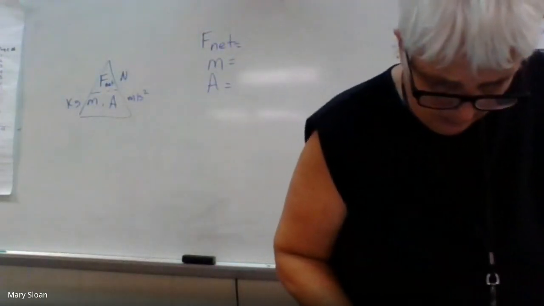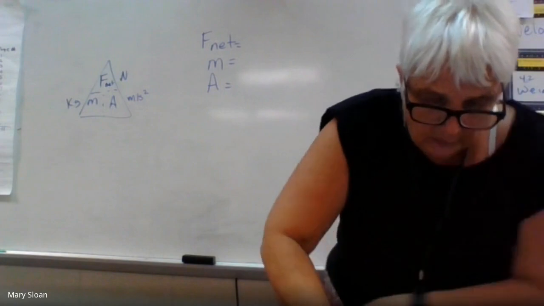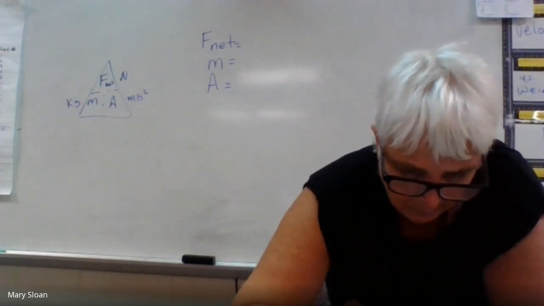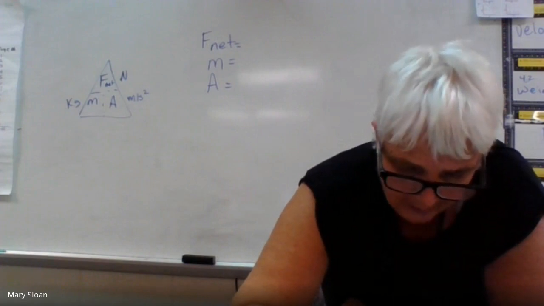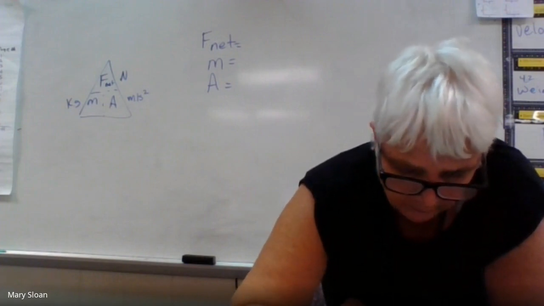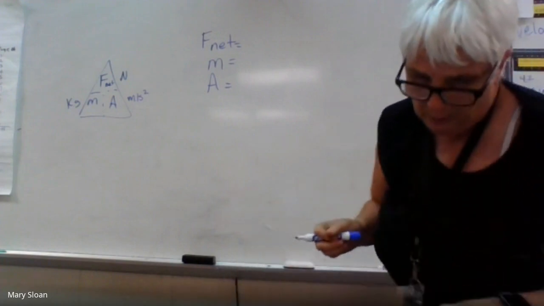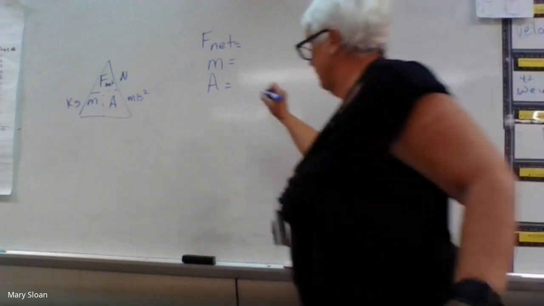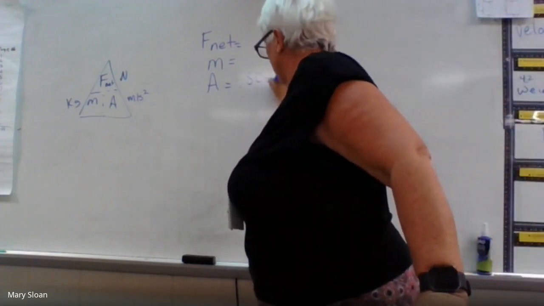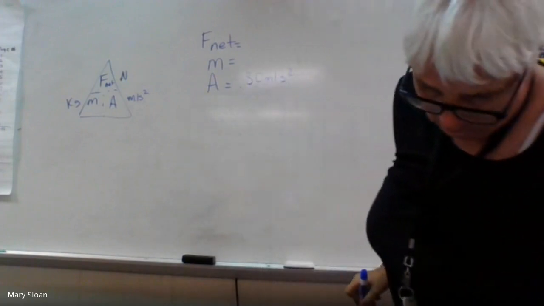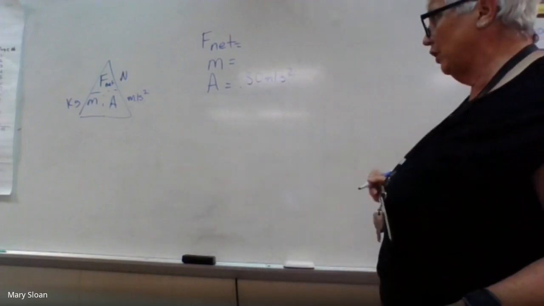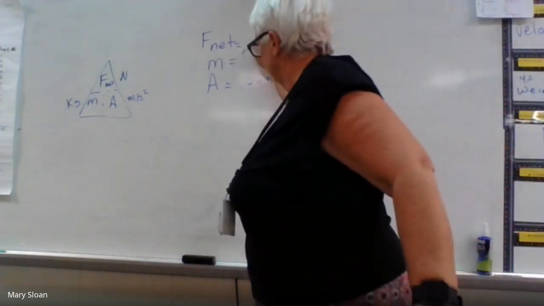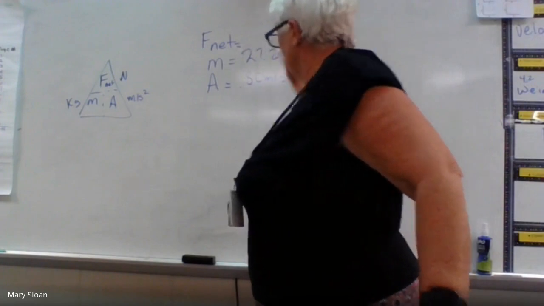Number 10 says, this person is learning how to ice skate. She wants her mother to pull her along so she accelerates at 0.80 meters per second, and her mass is 27.2. What is the force? Okay? Meters per second is what? Acceleration. So let's put 0.80 meters per second squared. All right? What's 27.2 kilograms? Okay? So that's 27.2 kilograms. What are we looking for?